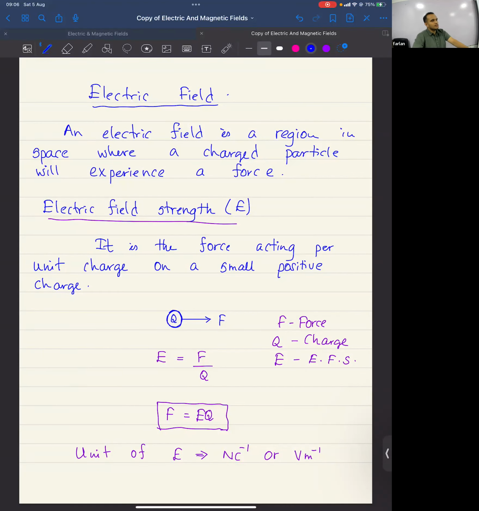So the force is measured in what? Newtons. Charge is measured in what? Coulombs. So the electric field strength is measured in what? Sorry, newtons per coulomb. Force per unit charge, so newtons per coulomb. So that is what we have done. Let's continue from there.